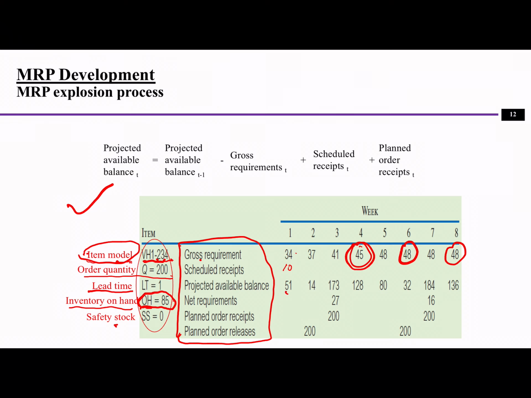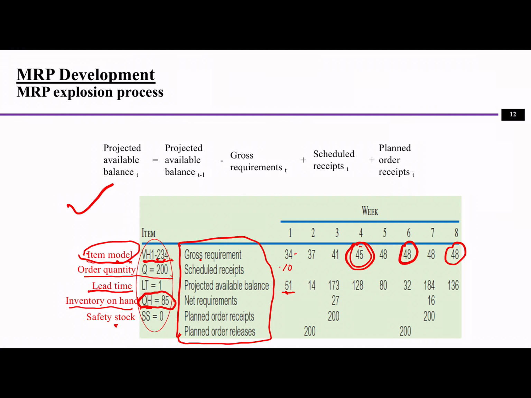Now suppose we have a scheduled receipt. At the beginning of the week I have 85 units. The gross requirement is 34. And the scheduled receipt is 10. Then the projected available balance will be 85 minus 34 plus 10, which is 61 instead of 51. So this is how the scheduled receipt works, and how we compose the gross requirement, scheduled receipt, and projected available balance. Okay.